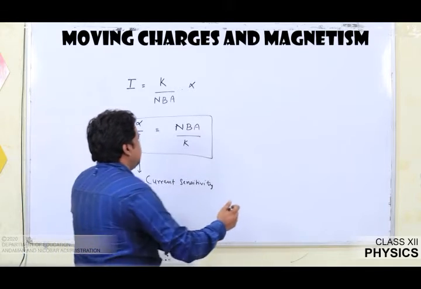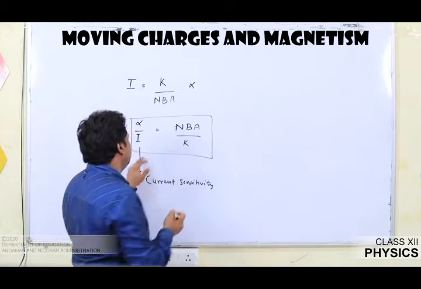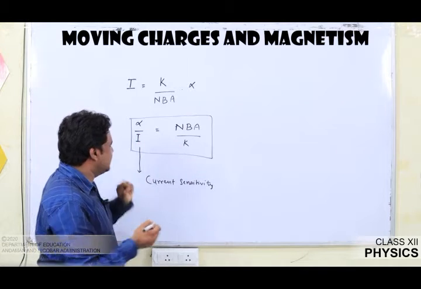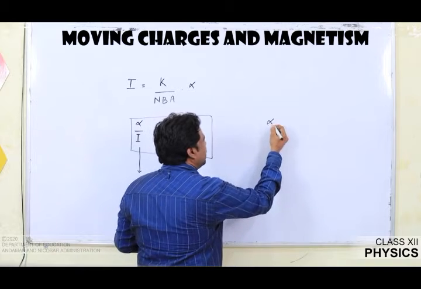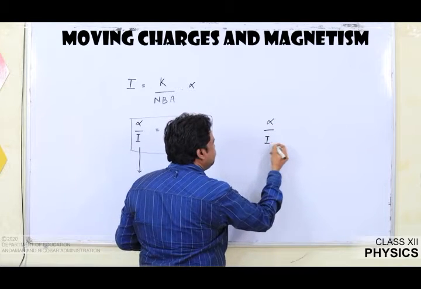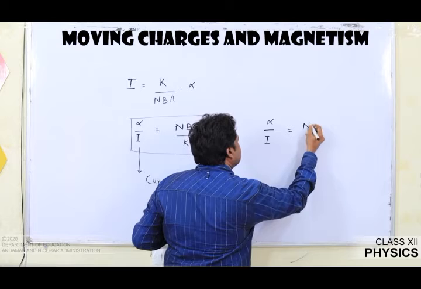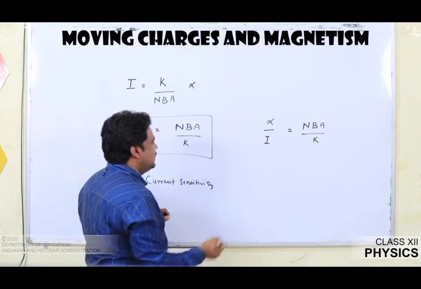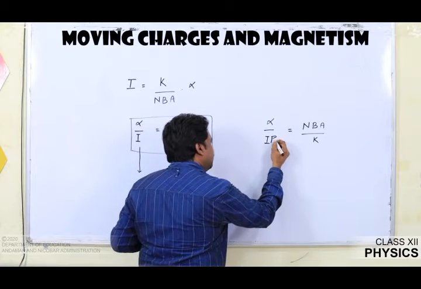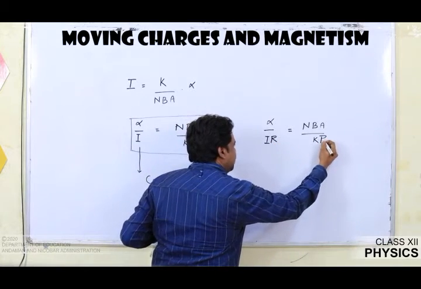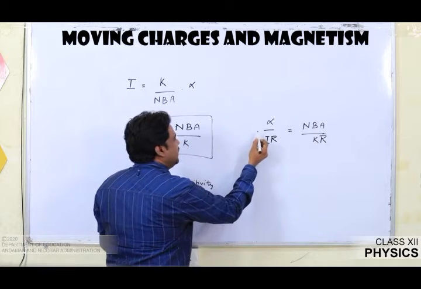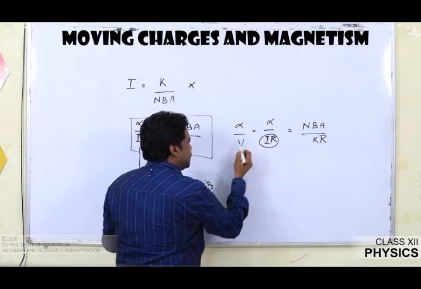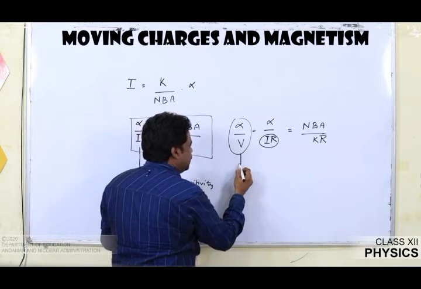Get into the second type, voltage sensitivity. Just by making a small alteration in the denominator, we already know current sensitivity alpha by I is equal to NBA by K. Already we derived this. I am going to multiply R in the denominator, and obviously for neutralizing this I am going to make R on both sides. So we see IR is V, that is voltage.